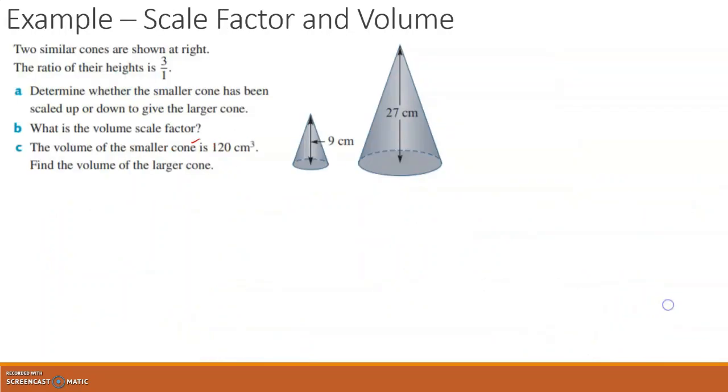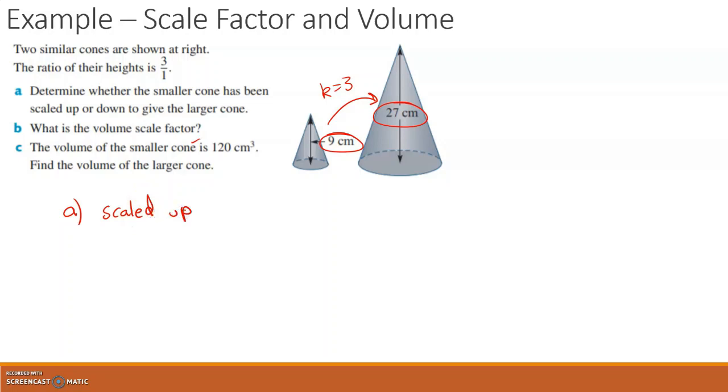Alrighty, let's take a look at this in an example question. This question says these two cones are similar. The ratio of their heights is 3/1. So that means this 9 is tripled to make 27. K equals 3. Now A says determine whether the smaller cone has been scaled up or down to give the larger cone. Now the height grew, so obviously it was scaled up.